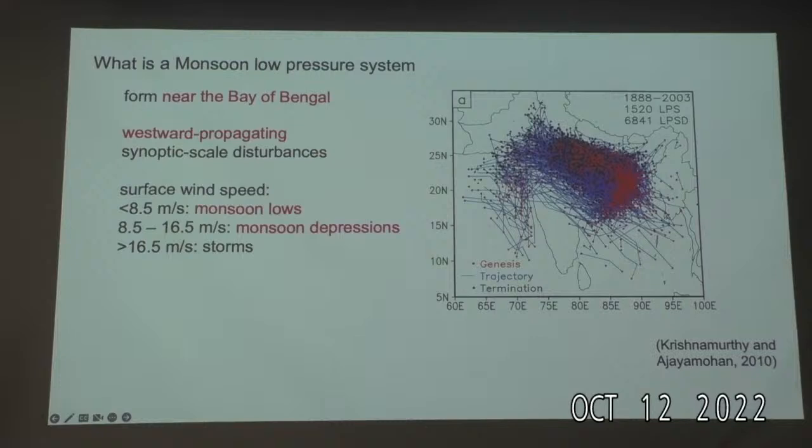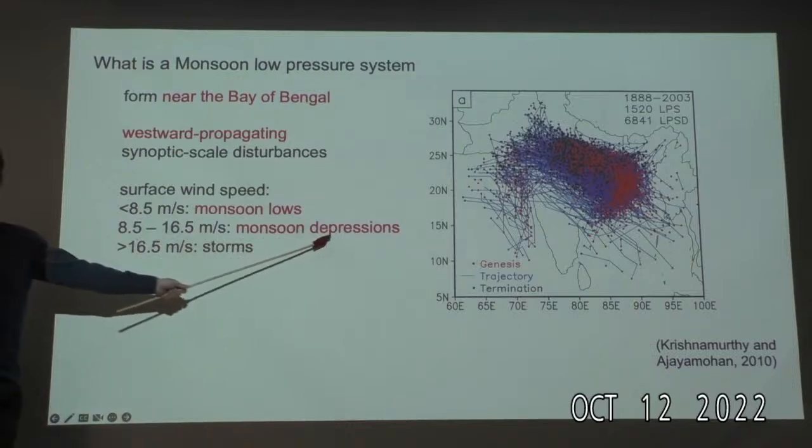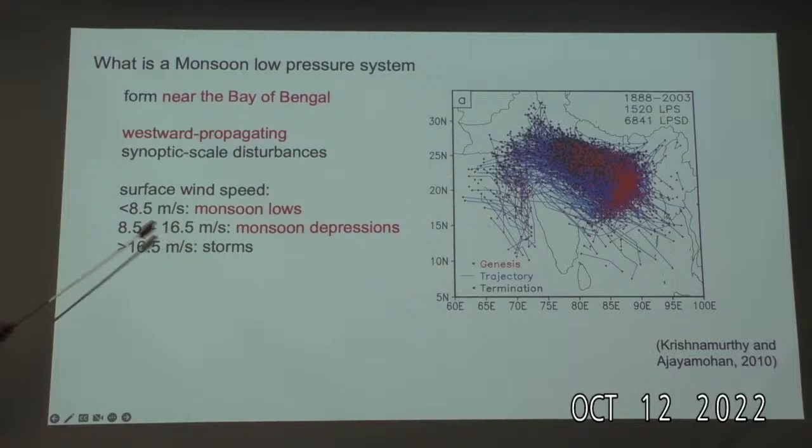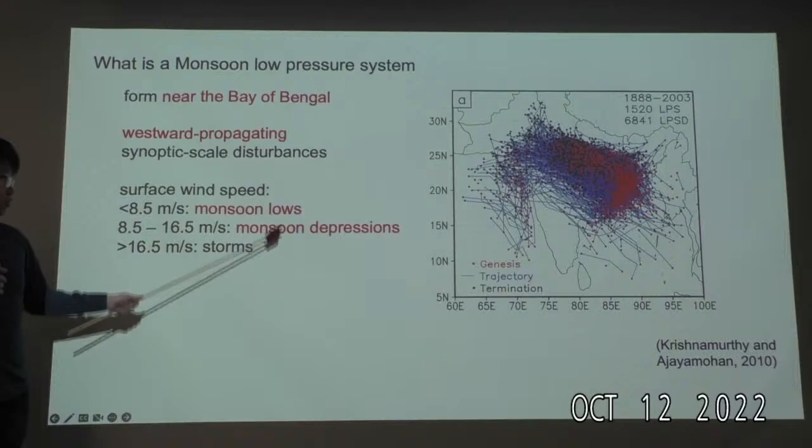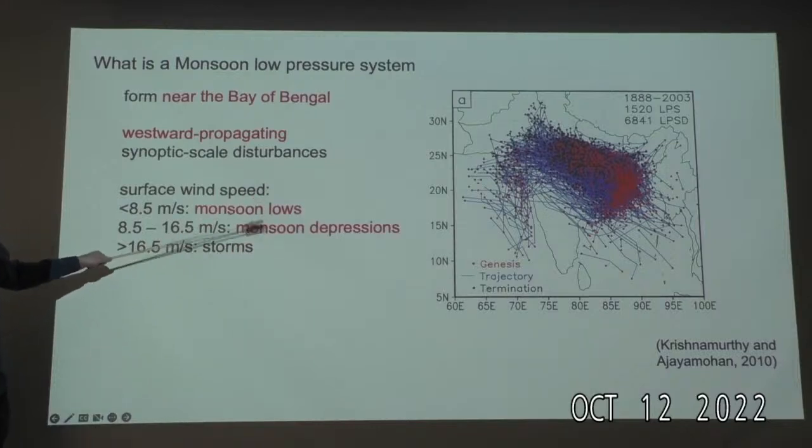By the definition of the India Meteorological Department, systems with surface wind smaller than 8.5 meters per second are defined as monsoon lows, those between 8.5 and 16.5 meters per second are defined as monsoon depressions, and those stronger are defined as storms. In our research, we look into these different types of systems, but we won't separate them. We just investigate them as a whole group.